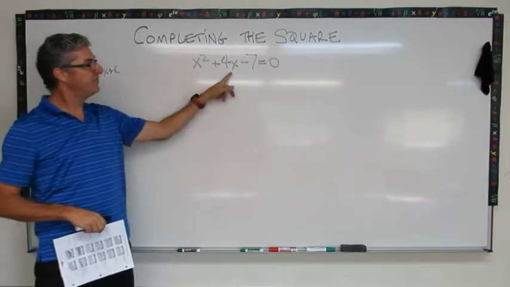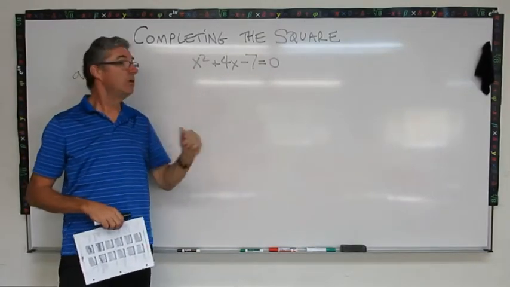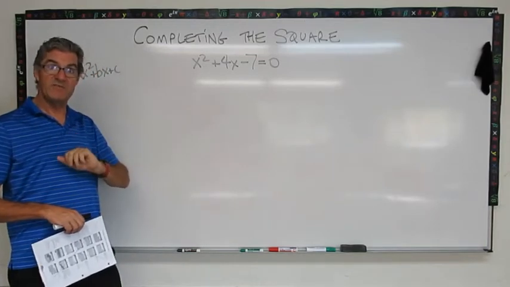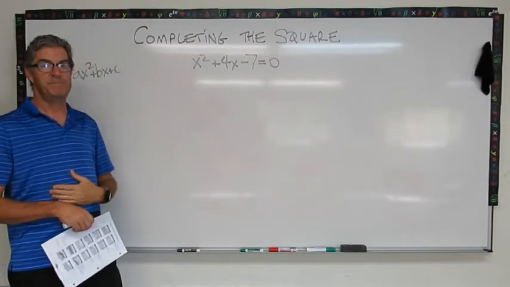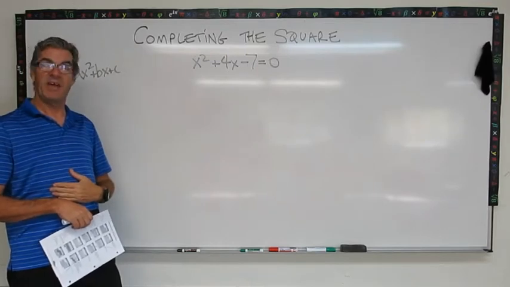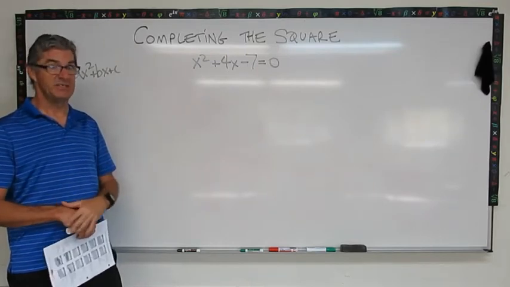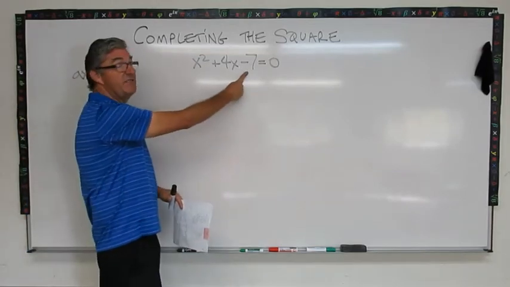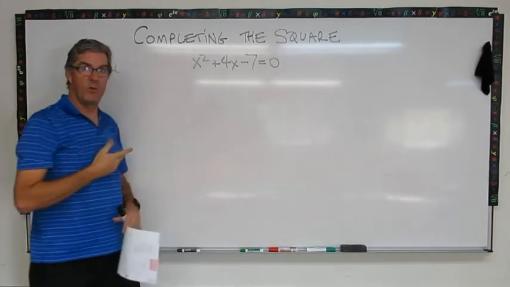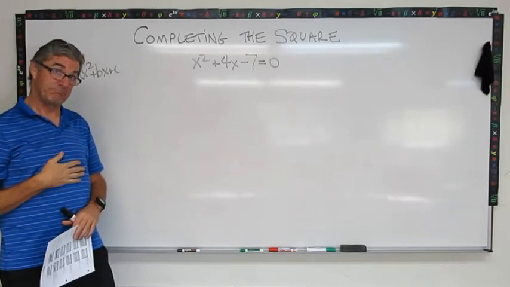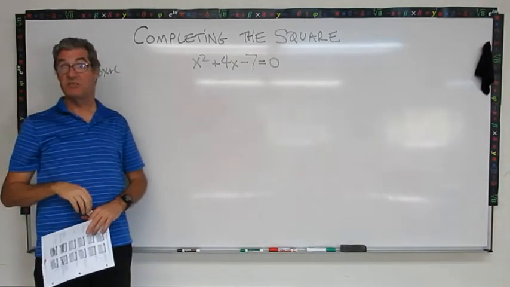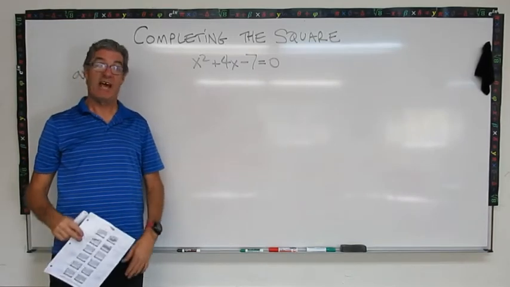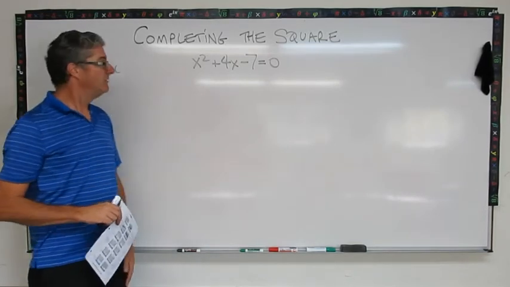x squared plus 4x minus 7 equals 0. Looks like a product-sum type, right? Okay, so pause the video and see if you can factor that. My guess is that you couldn't. There's no two numbers that multiply to negative 7 and add to 4. It's not there. We can still solve this quadratic equation, we just won't have integers as our answers. So let's get started.